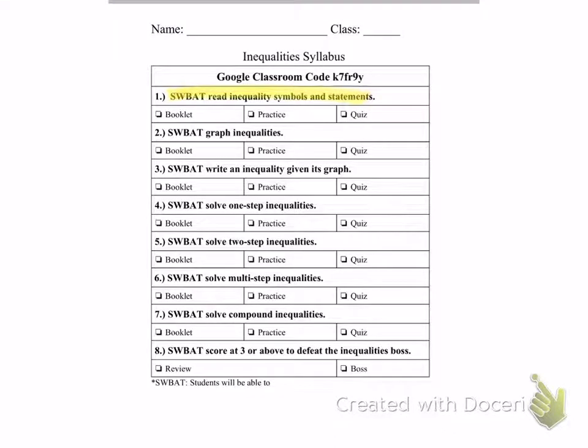Hey, Algebra 1, we are starting inequalities. So today our objective is to read inequality symbols and statements. So let's go ahead and go to that first page.